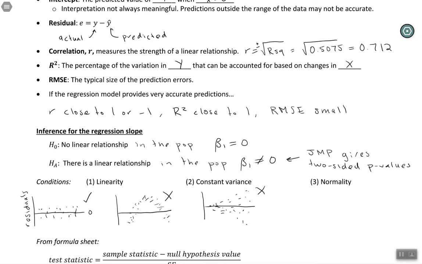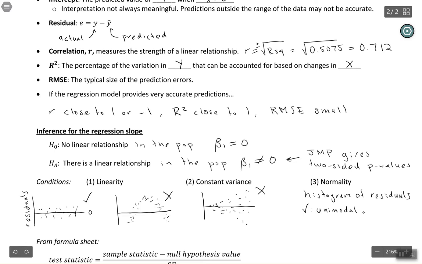For normality, you can't check normality based on the residual plot, but you can if you look at a histogram of the residuals. And when you plot residuals in JMP, it gives you the histogram as well. So what we want to see is roughly normal: unimodal, symmetric. It doesn't have to be perfect, but we're hoping to see a roughly normal distribution of residuals. What we don't want to see is skew or outliers.